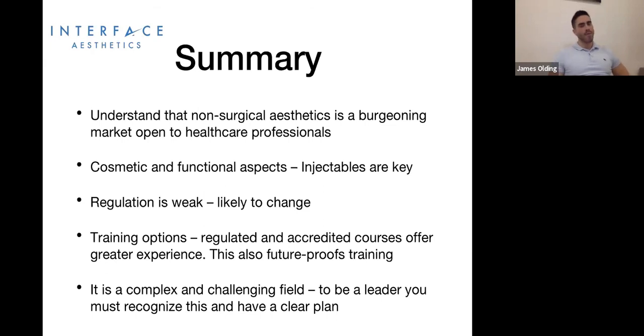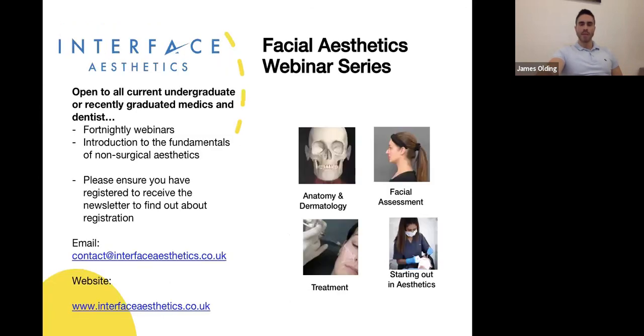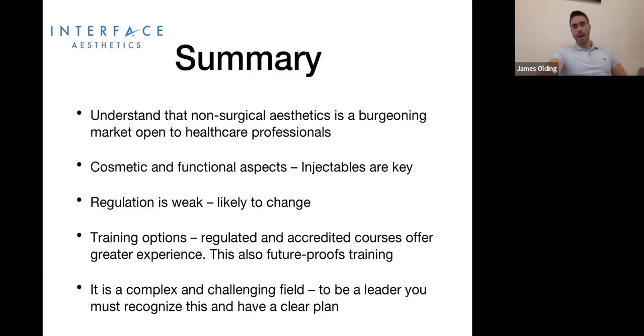Regulation is weak, but however, I believe that is likely to change, and that has implications for your training. So a move towards more regulated training options, which are going to future-proof your training and your career. And importantly, it's a complex and challenging field. People have an idea that aesthetics is really easy to make money, easy to get really good. I would like to disabuse you of that because it isn't. That's not to say that there aren't huge opportunities for people who are interested, who carry out the right training, who know your anatomy and safety. I believe there are huge opportunities, but having a clear plan is really important.